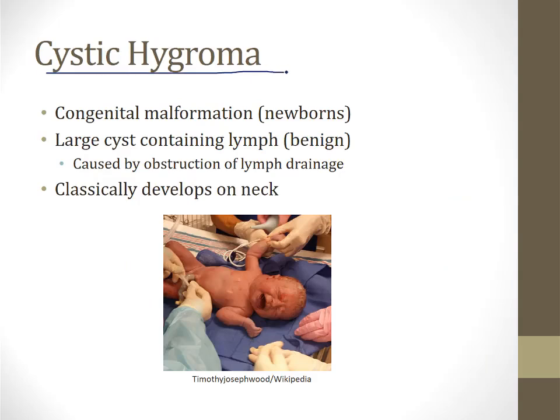Let's talk about a cystic hygroma. This is a congenital malformation, so it's going to be seen in newborns. It's a large cyst that contains lymph, and it's benign. It's caused by obstruction of lymph drainage in the baby. It classically develops on the neck. So if you look at this newborn on the screen here, the neck appears swollen. That's because the neck contains a cystic hygroma.